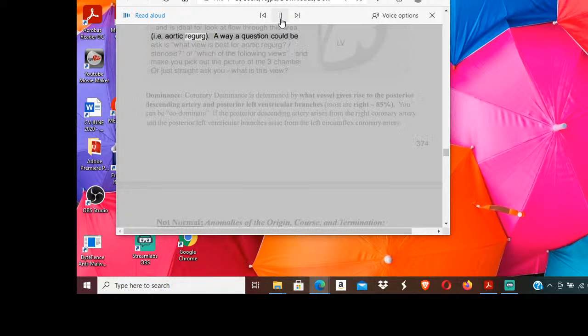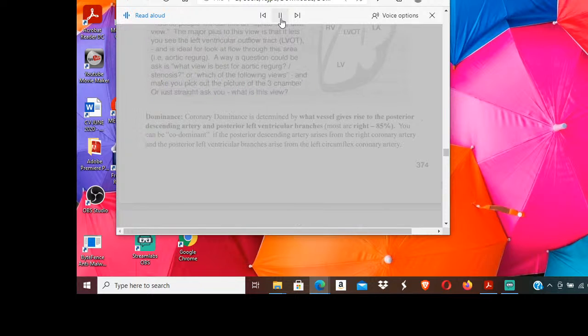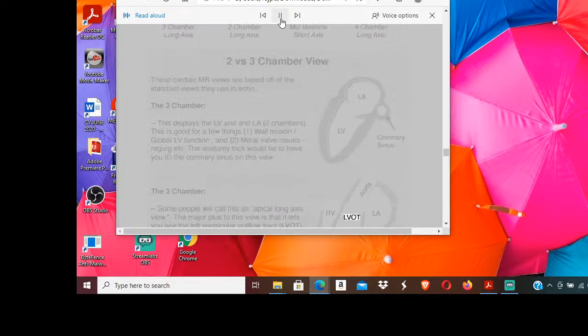Aortic regurg. A way a question could be asked is what view is best for aortic regurg? Stenosis, or which of the following views, and make you pick out the picture of the 3-chamber. Or just straight ask you, what is this view? RV. 4-chamber long axis. LVO.